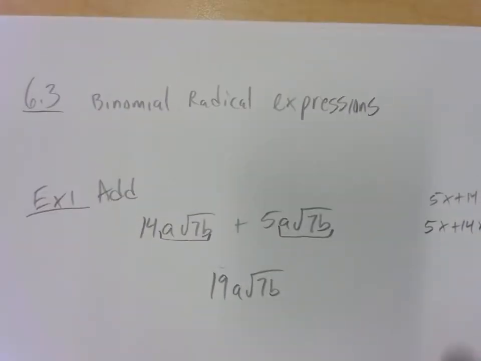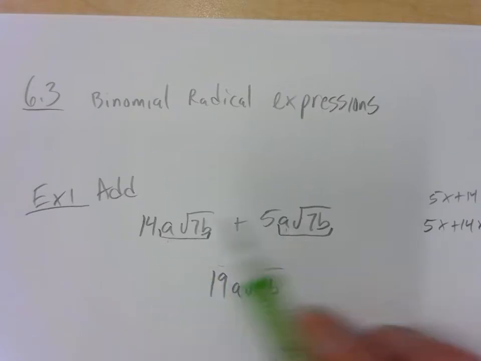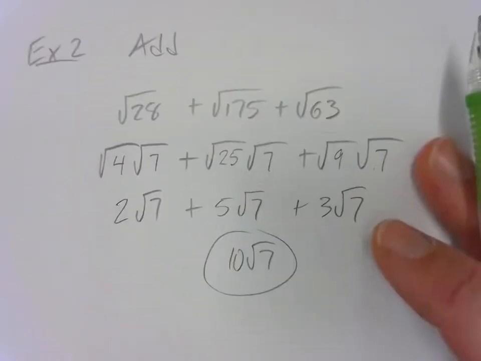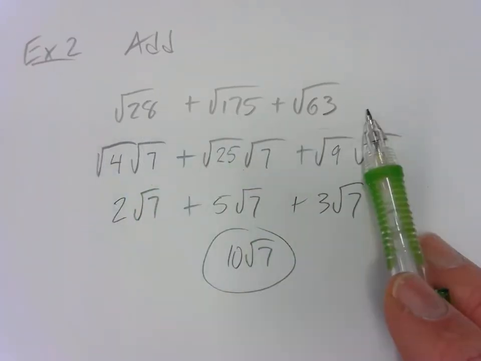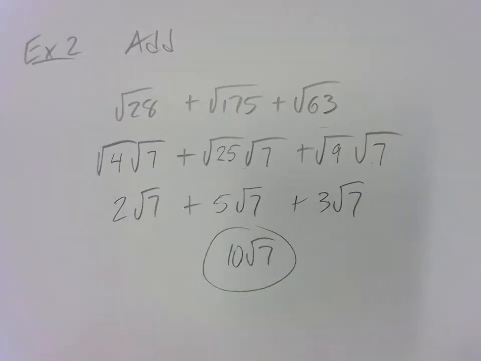So the name of this section is binomial radical expressions. And I added two things together. This is a binomial, has 2 terms, but I added it together to make 1 term because they had like terms. Here I had actually a trinomial because there was 3 things. Could I add that together? No, not until I made them all have the same size piece to link them together.